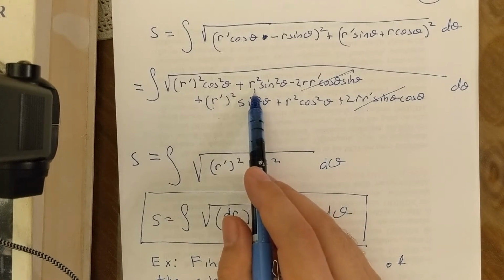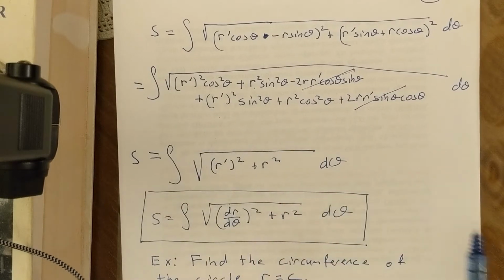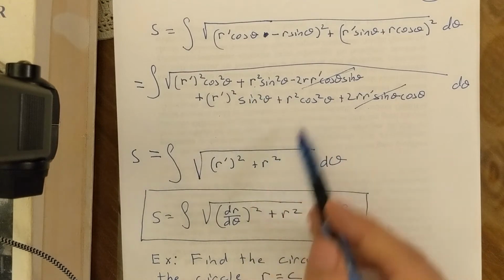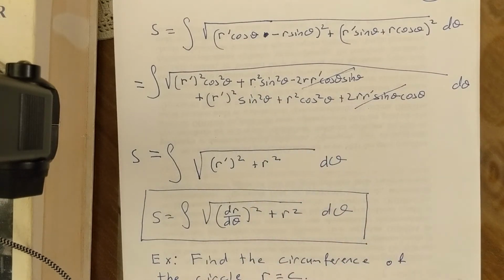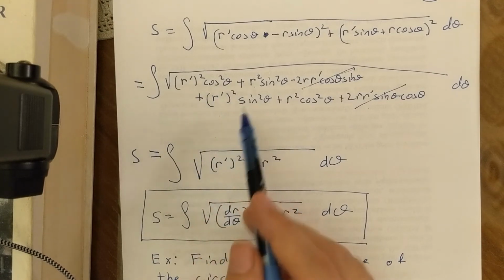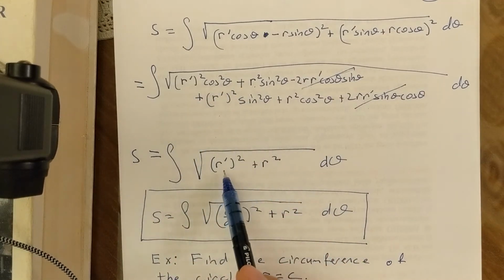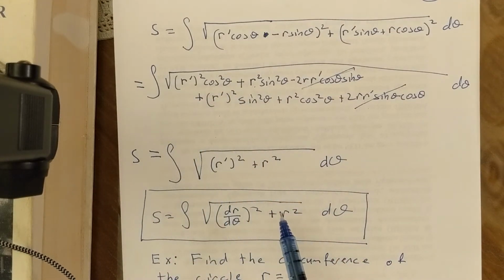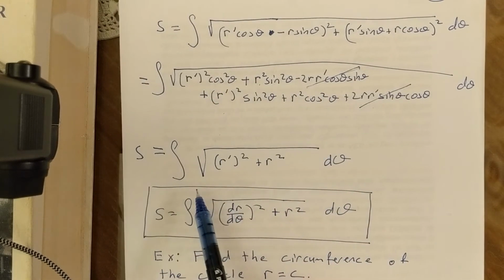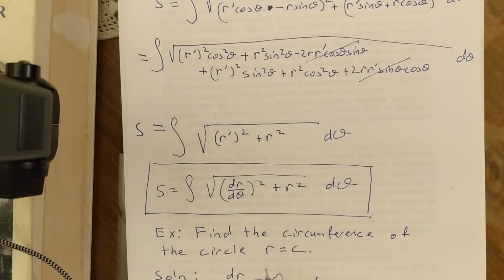And now I look at this term, r squared sine squared and r squared cosine squared. If I factor out the r squared, I get sine squared plus cosine squared, which is 1. So these two terms just give me r squared. Similarly, once I factor out r prime squared, I get cosine squared plus sine squared again, which is 1. So from these two terms I get r prime squared itself. The formula simplifies down, this horrible looking thing, to the square root of r prime squared plus r squared, dθ.